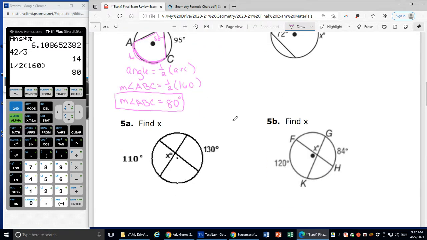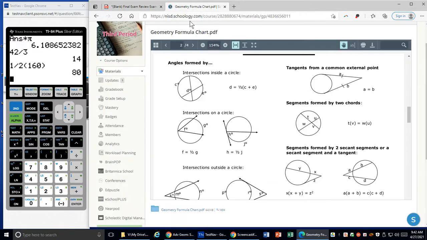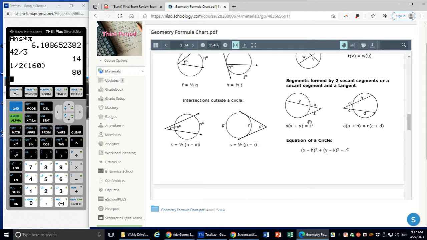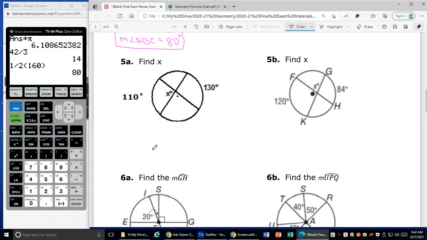Okay, let's go look at 5A. All right, this time my angle is inside my figure. So when I look for an angle inside, this one kind of can be deceiving because it looks similar to this picture, except I'm extending on the other one. If I keep looking, angle inside, look at this one. I've got an arc, I've got an angle, I've got an arc. I'm looking at intersections inside a circle. D equals 1/2 C plus E. So D is the angle, and it equals 1/2 C, the arc, plus E, the other arc. So my angle is 1/2 the sum of the two arcs.